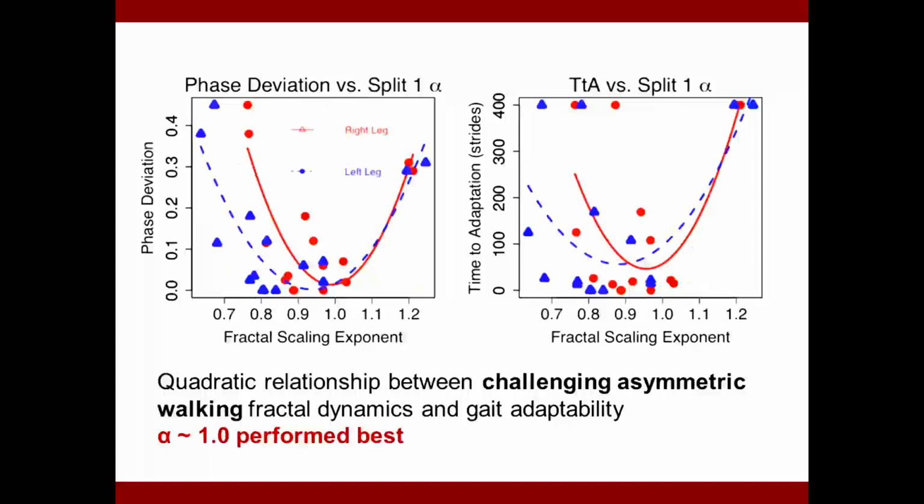What we did find was that when we looked at the associations between fractality and phase deviation and time to adapt on the split belt, so under the more challenging Gait condition, we actually see nice quadratic relationships with a minimum. Best performance is towards 0, so the minimum is around 1 in both cases. Not quite, there's some range, but the minimum goes towards 1, meaning that in those individuals who show fractality around 1, we see the best adaptation, and this is under challenging Gait conditions, not under preferred steady state conditions.